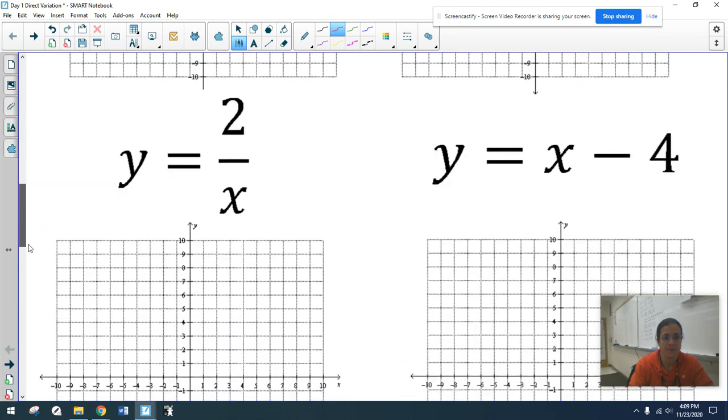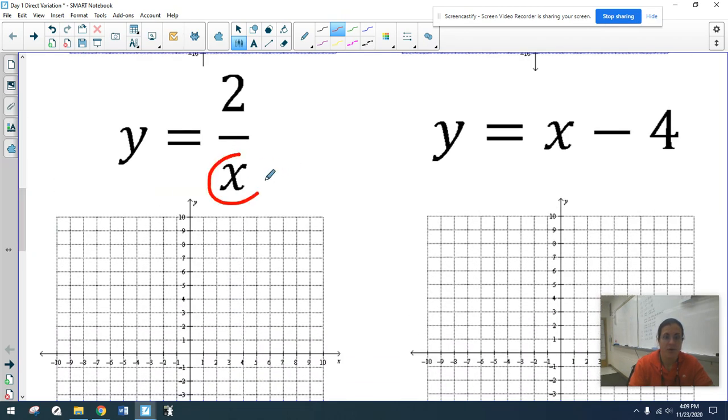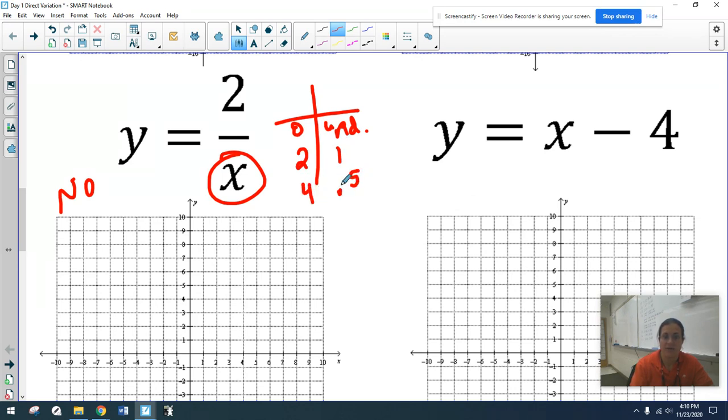All right. Next, boom, big red flag right there. X is at the bottom. So this is not a direct variation equation. If I plug in 0, this is going to say undefined. If you ever plug it in your calculator and it says error, it's undefined. If I plug in something like 2, that's going to give me 1. And if I plug in 4, that's going to give me 0.5. So I can't do anything there.